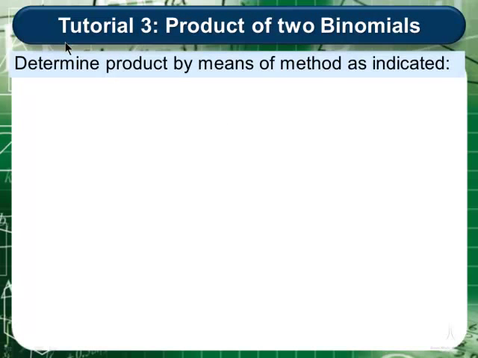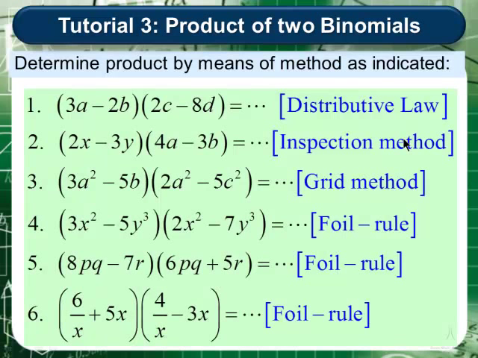I think you should be ready now to tackle tutorial 3, where we consider a number of problems where each of them represents the product of two binomials. Here we have the problems. And also note that we have indicated the technique that we would like you to use in each case, either the distributive law or maybe the inspection method, even the grid method you can try. In general, we make use also of the FOIL rule as we discussed it before.